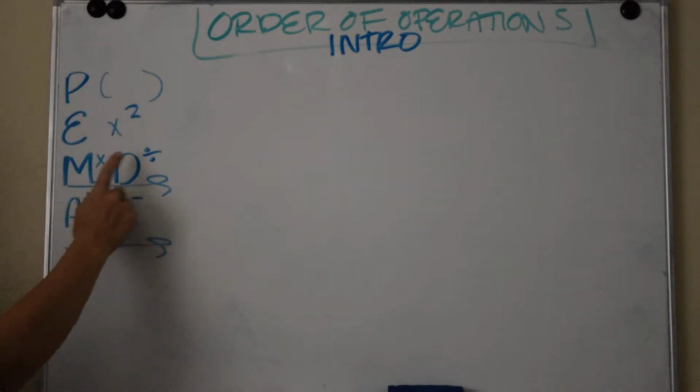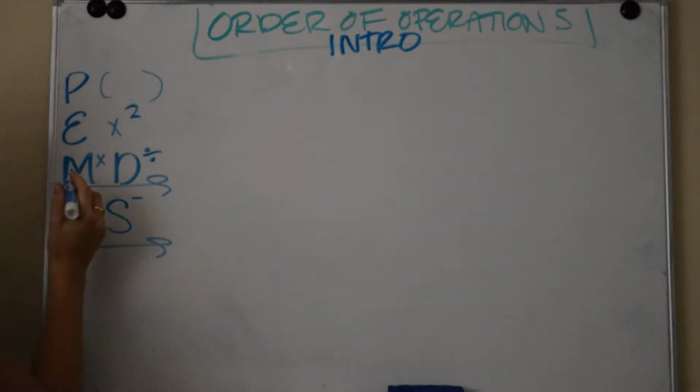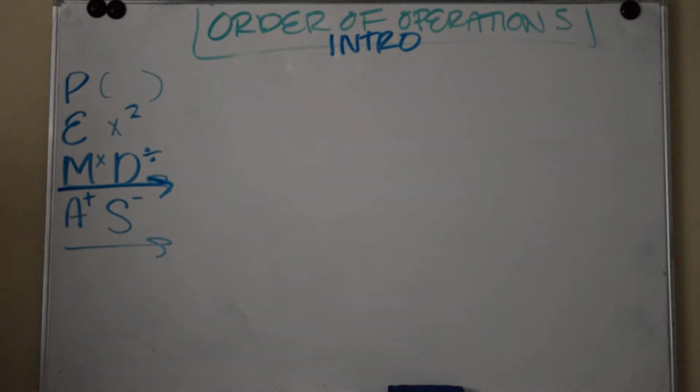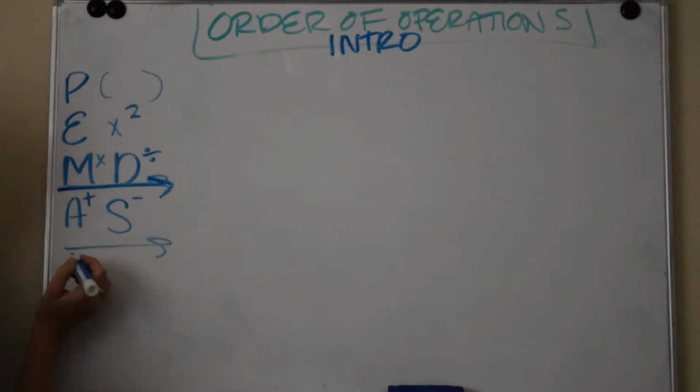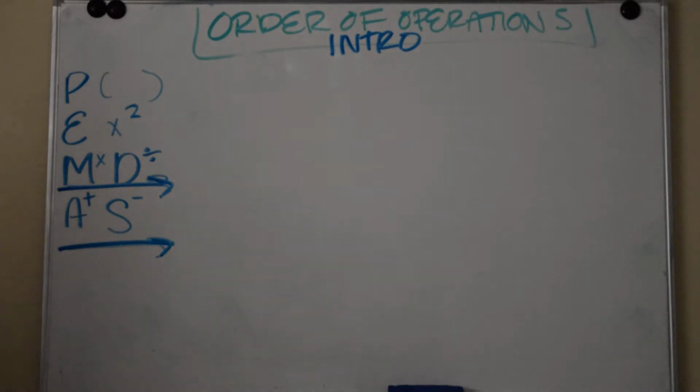Now notice my M and my D are next to each other. That's because if you're left with multiplication and division and you need to solve both of them and you don't know which one to do first, always solve it left to right, no matter which one comes first. Same thing with addition and subtraction. If you're left with both of those operations, solve it left to right, no matter what's sitting there, okay? So let's go ahead and see an example.